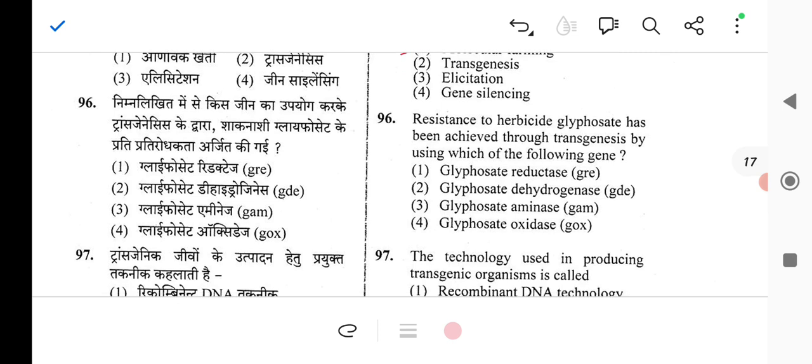Next is resistance to herbicide glyphosate has been achieved through transgenesis by using the following gene. So which gene is used for glyphosate? You have to find it out, which gene you will use for glyphosate. You can write it in the comment box.